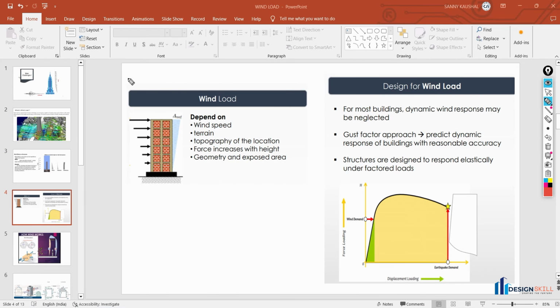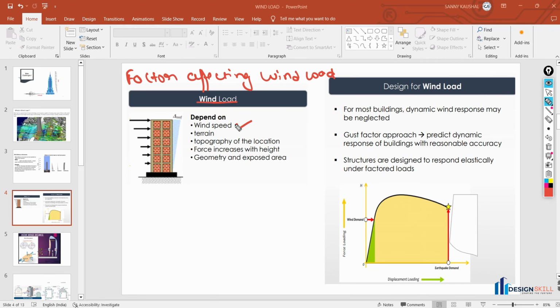Now this slide is all about factors affecting the wind load. We have to understand what factors are responsible for the wind load on the structures. The wind load depends first on the wind speed, and the wind speed depends on different cities. Let's suppose if you're in Bangalore, then we have a wind speed of 33 meters per second in that particular city. If we are in Mumbai, then we have a wind speed of 44 meters per second.